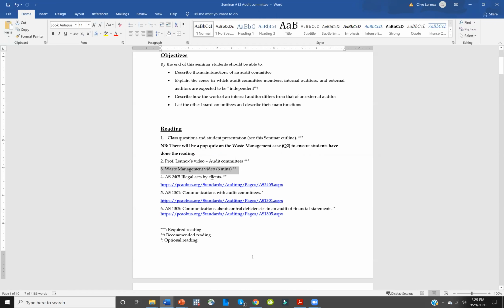There's a question about illegal acts by clients. If you don't know what an illegal act is or the auditor's responsibilities with respect to illegal acts, then I recommend you read this auditing standard. And then there are 2 additional standards that you may want to read as well. Okay, AS 1301 talks about communications with audit committees, and then 1305 talks about the auditor's responsibility to communicate internal control deficiencies to the audit committee.